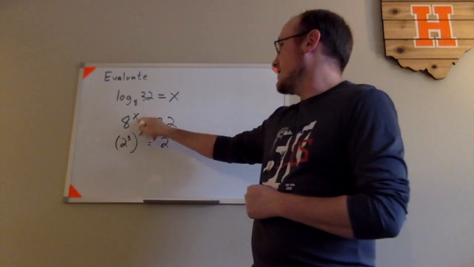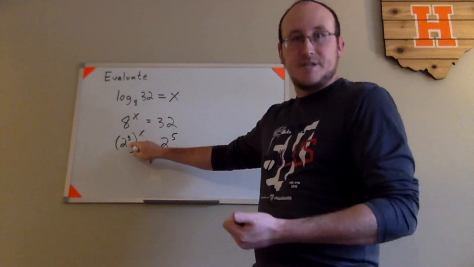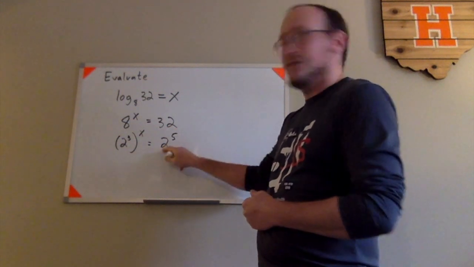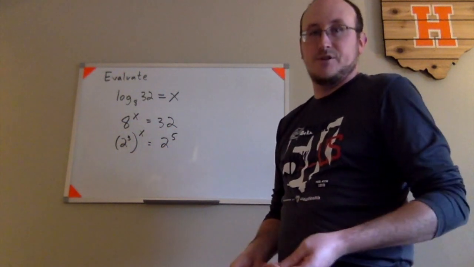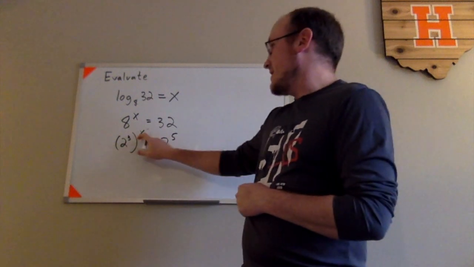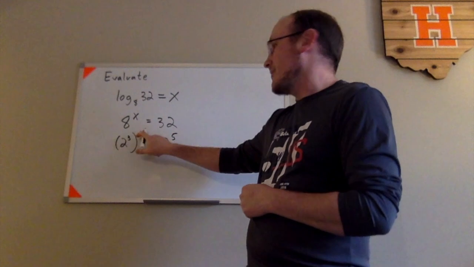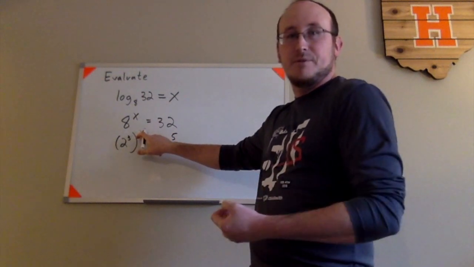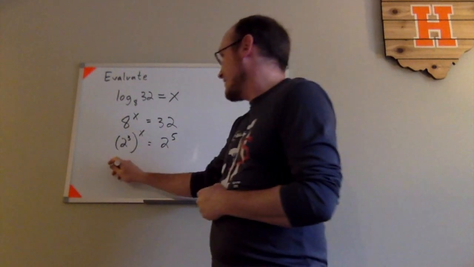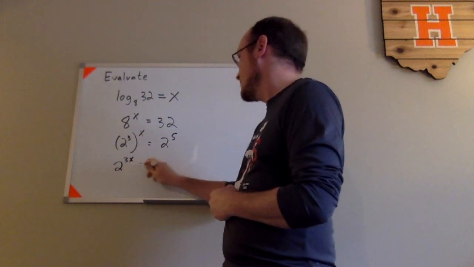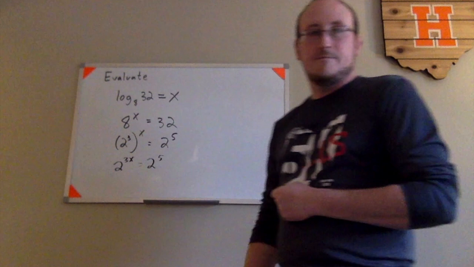So instead of 8 to the x, I have 2 to the third, which is 8, to the x. Instead of equaling 32, it's equaling 2 to the fifth, which is equal to 32. Now I can take advantage of my power to a power rule from Algebra 1. If I take 2 to the third power to the x power, I'm supposed to be able to multiply their exponents. So that would become 2 to the 3x power equals 2 to the fifth power.